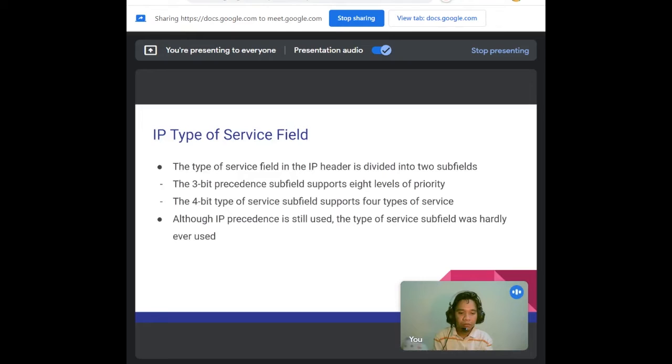The type of service field in the IP header is divided into two subfields. First subfield is the 3 bit precedence subfield support 8 level of priority, and the other is the 4 bit type of service subfield support 4 type of service. Although IP precedence is still used, the type of service subfield was hardly ever used. That's all for me. Thank you.